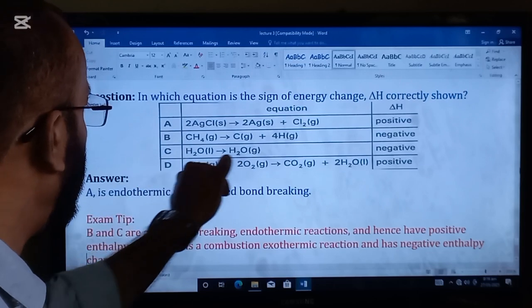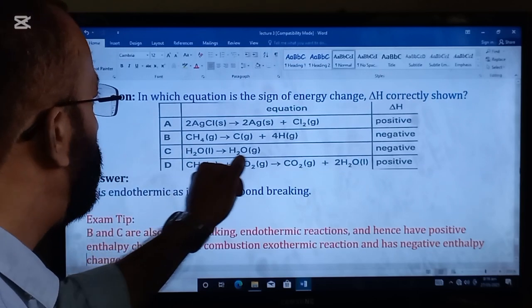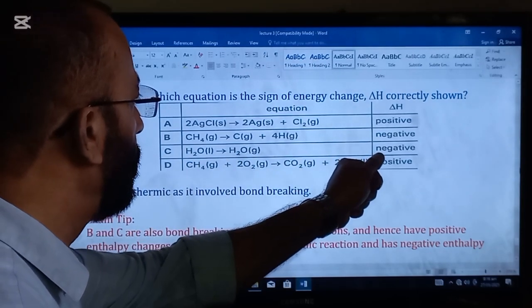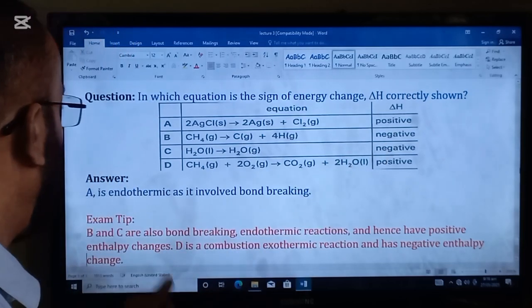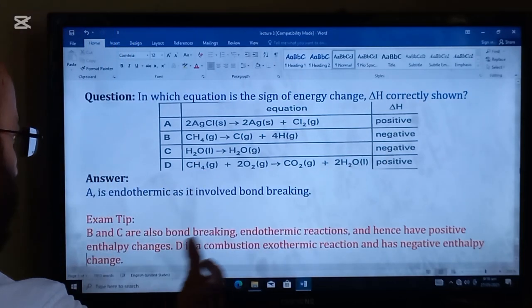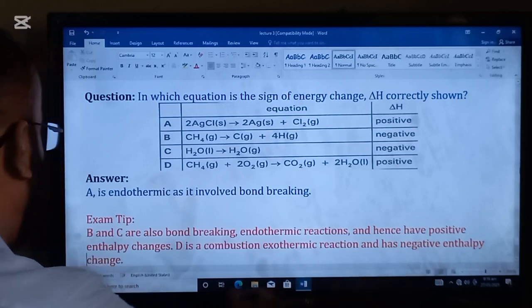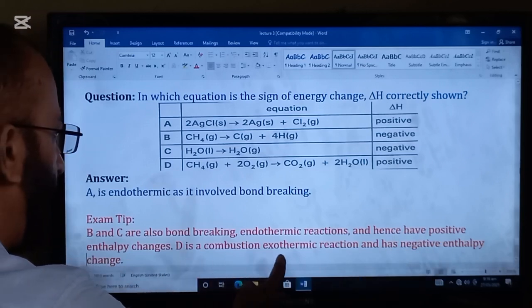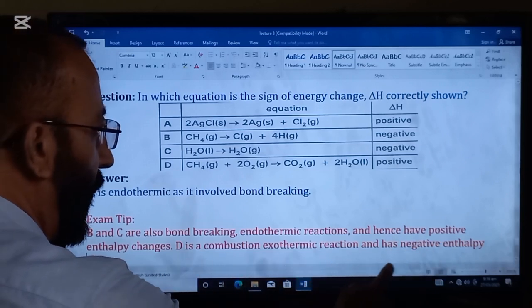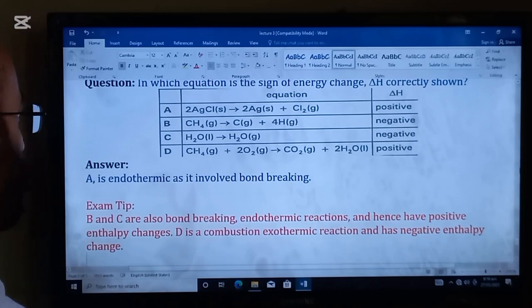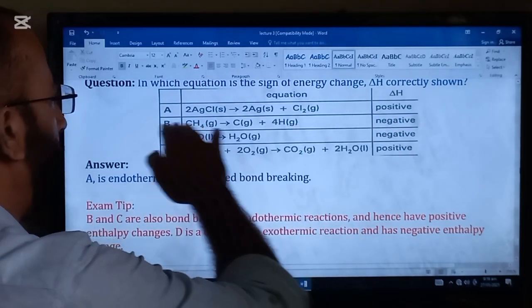So B and C are bond breaking reactions. They should have positive signs, but wrong signs are given, and hence have positive enthalpy change. D is combustion exothermic reaction, has negative enthalpy change. So A is the right option.